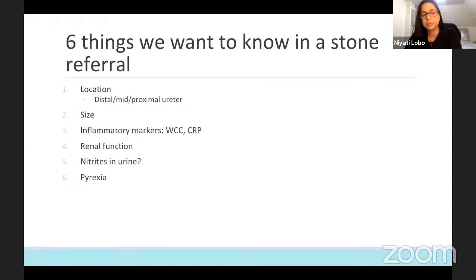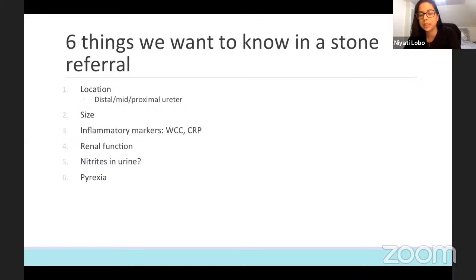or whether we need to intervene to get rid of the stone. The next thing we need to know is whether or not the patient has an infection. One of the true urological emergencies is an infected, obstructed kidney. If you have a patient with a kidney stone that's got raised inflammatory markers and impaired renal function, then that is a urological emergency. We take that very seriously, because patients can become incredibly sick with it.